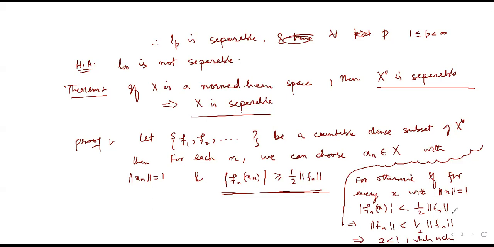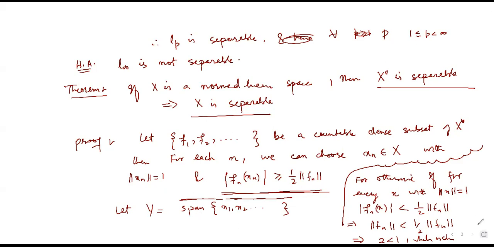So for f1 there should be such a vector, and for f2 also. The one for f1 I name x1, and the one for f2 I name x2. Similarly, in this way I have a countable set of vectors in X. Now let Y be equal to the span of x1, x2, and so on, along with the limit points, that is, its closure. So now I have a countable set inside X.